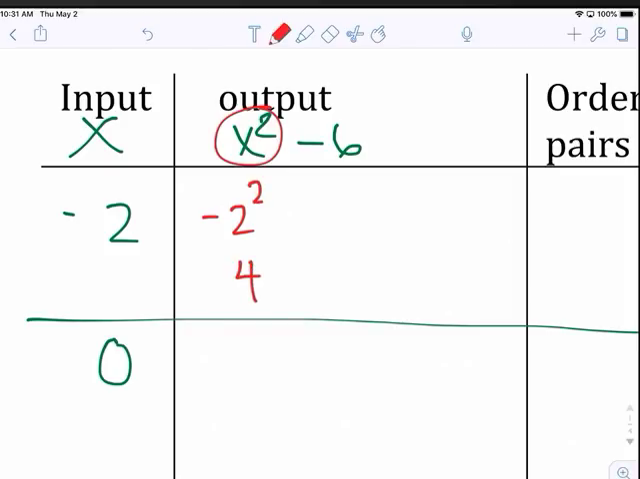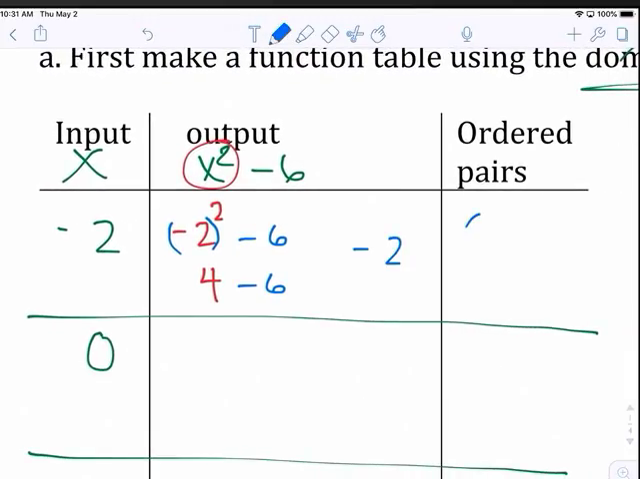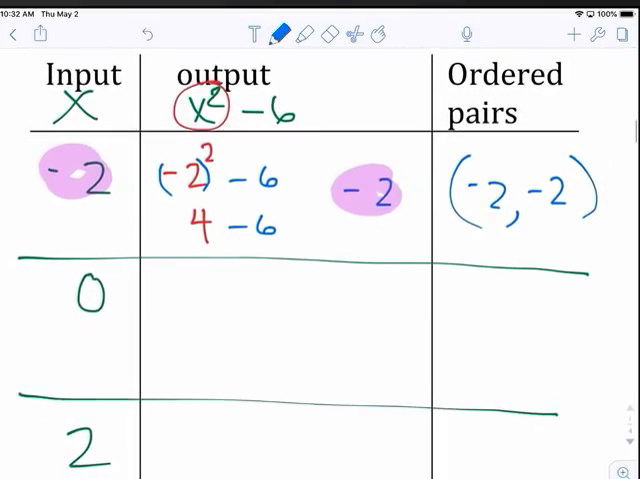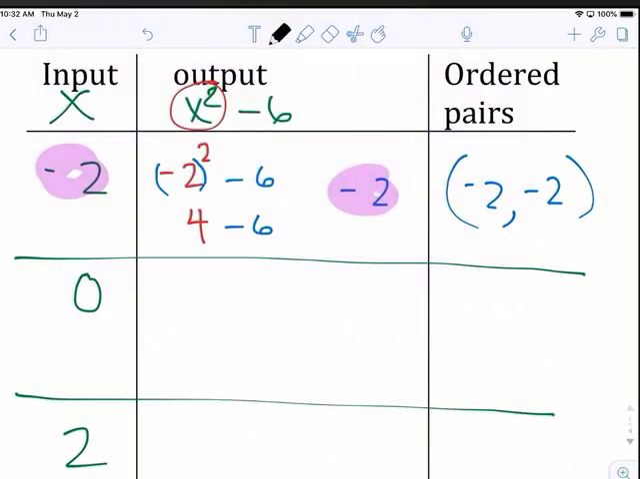4, right? No, positive 4, because a negative times a negative is a positive. If you use a calculator, you have to put parentheses in, otherwise the calculator will tell you a negative. But you should know that a negative times a negative is a positive. Then minus 6. So what's 4 minus 6? -2. So your ordered pair is this answer and this answer: -2, -2. Okay. Next one, what do you put in, Heidi?